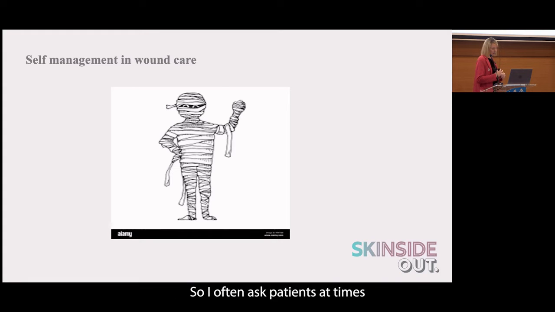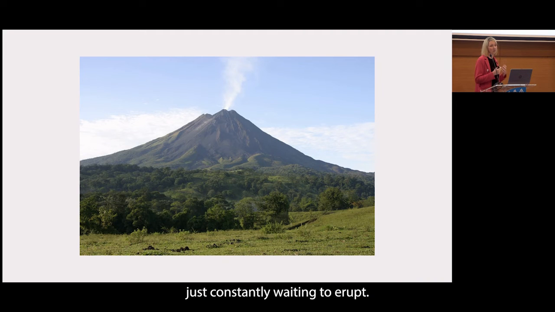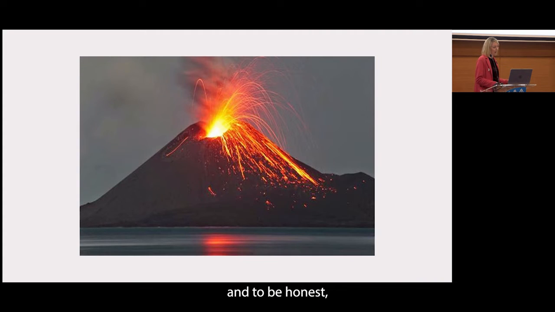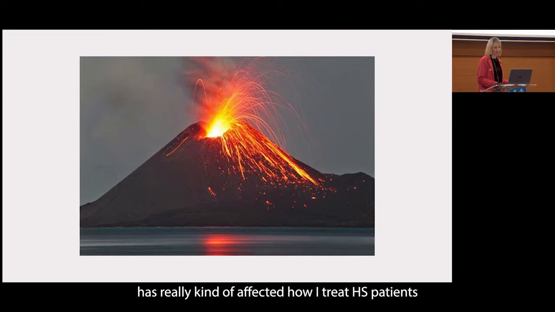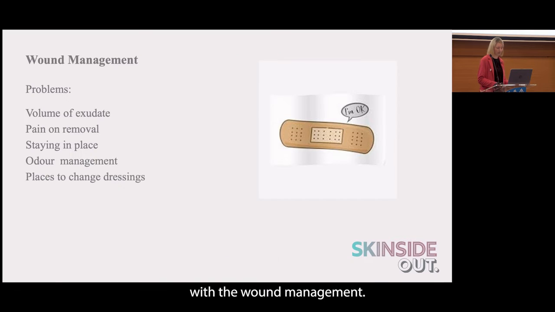So I often ask patients what it's like to have HS when they're in the clinical setting with me. One patient described her HS, she was a stage 1, and she'd only have 1 or 2 nodules at a time, but she felt they were like dormant volcanoes, just constantly waiting to erupt. And to be honest, the way she described it has really affected how I treat HS patients and respond to their needs with the wound management.